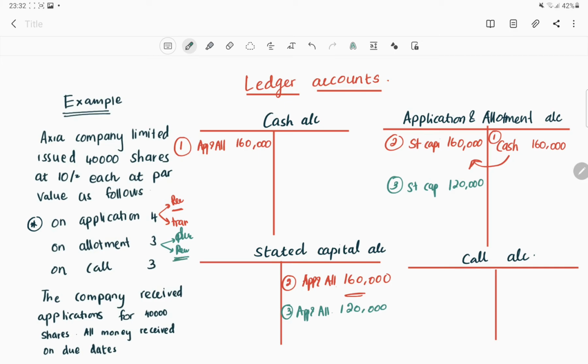And now I'm going to record the transaction for the cash that I received for the allotment. So I'm receiving money to the cash book or the bank account, and I'm going to credit it to the application and allotment account. So this would be my fourth entry. Here I'm writing application and allotment account, and here it's cash. So I have done both entries in relation to allotment also.